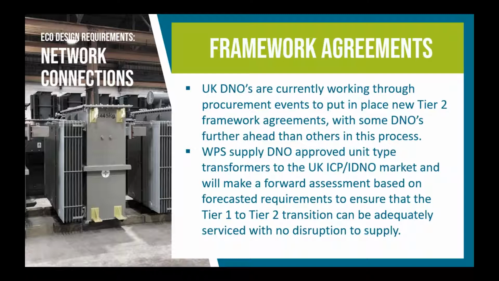Some DNOs might need to stock some Tier 1 transformers to have their ownership transferred to them before the deadline, mainly to ensure security of supply. We need to ensure that security of energy supply is maintained throughout and there's no disruption. If a DNO or you as an end user have a Tier 1 transformer under your ownership, you can still install it at any date, even after the 1st of July.